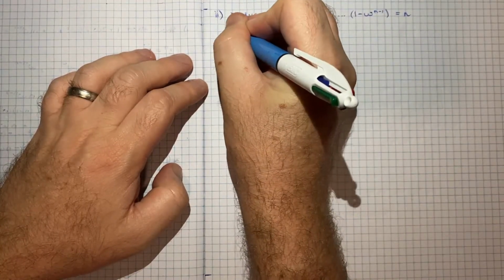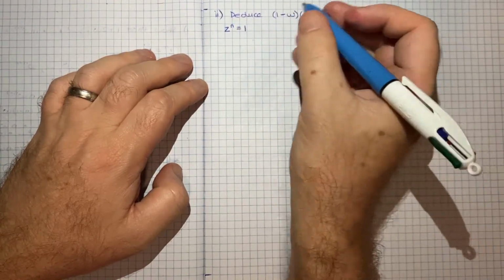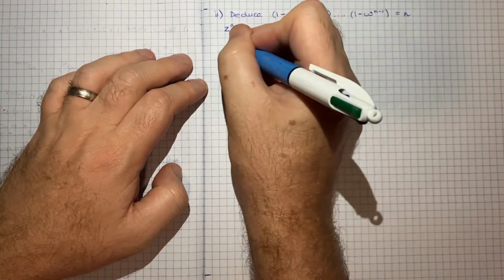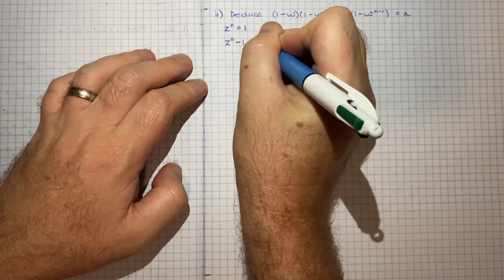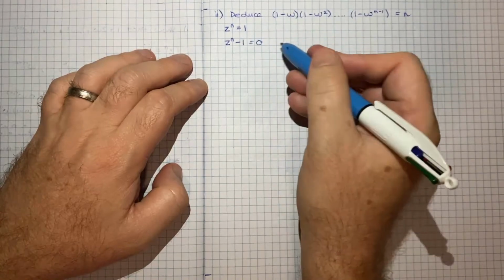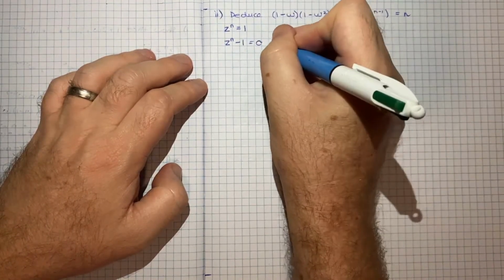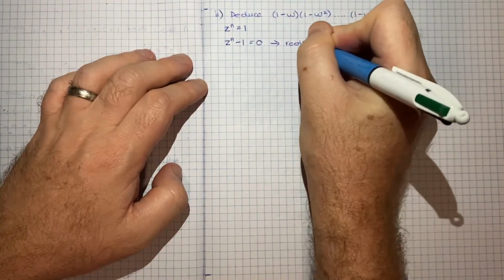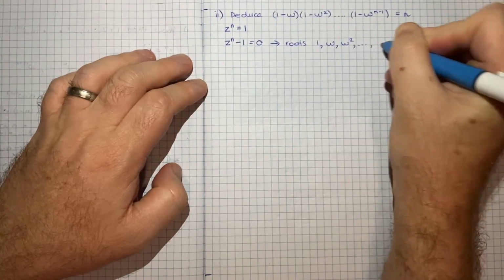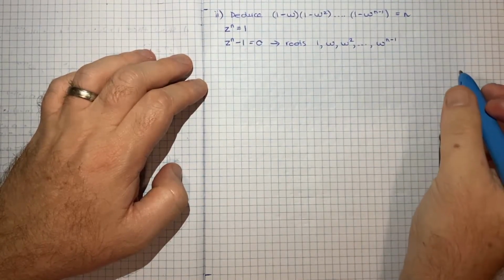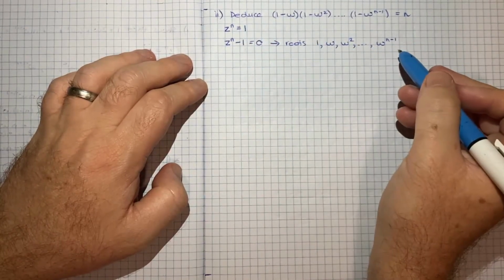So we're looking at z to the n equals 1 as an equation, which is more commonly considered as z to the n minus 1 equals 0. And then we go from there to think about all the solutions. If we know that the roots of this are 1, omega, omega squared, and so on, all the way up to omega to the n minus 1, there's always n roots, and 1 is included.